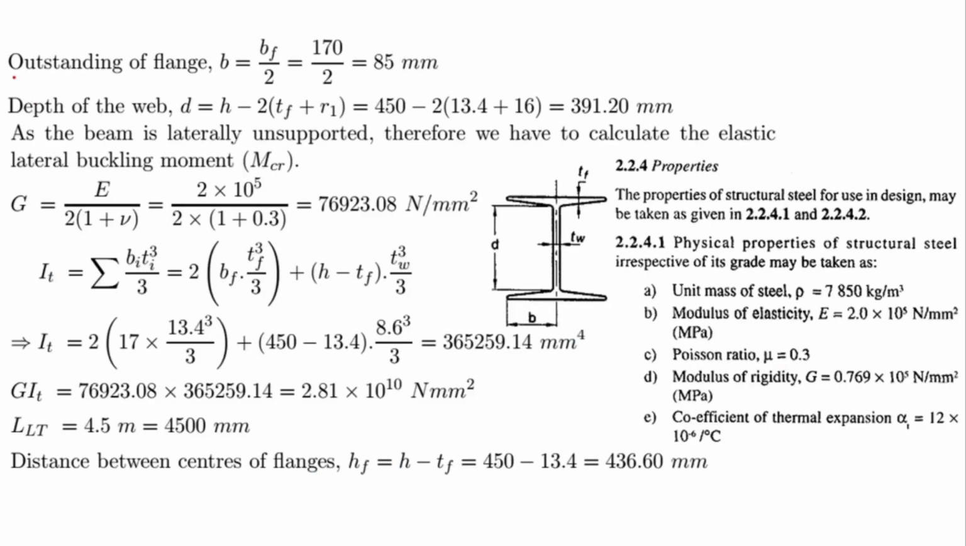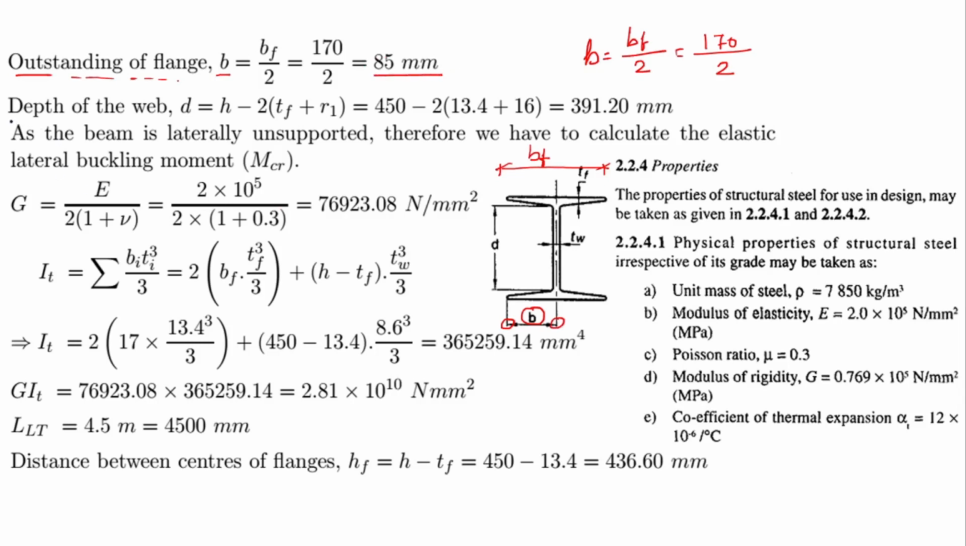Now the outstanding of flange, which is denoted by small b. If you see the section, small b is the distance from the center line of the web to the extreme ends of the flange. So we know that the total width of the flange is bf. So small b is equal to bf by 2. Here the bf is 170 mm. So small b is calculated as 85 mm.